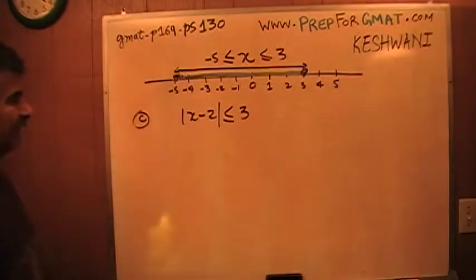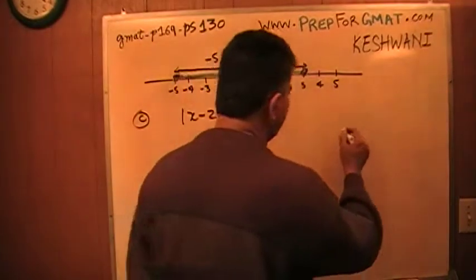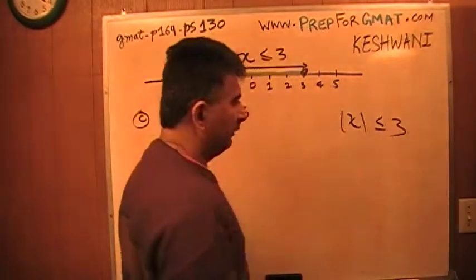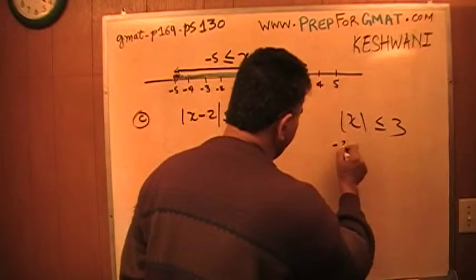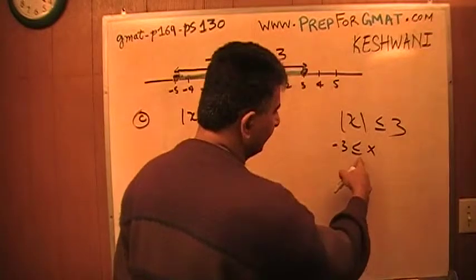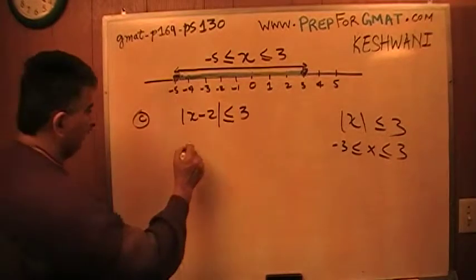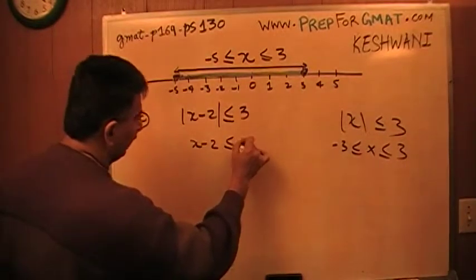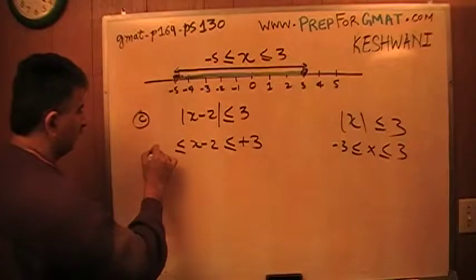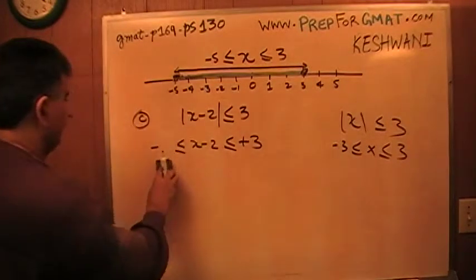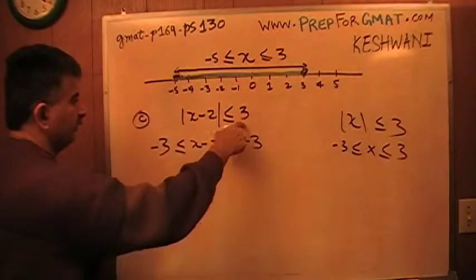Again, I'm going to set it up exactly the way I set up the other one before. For example, if I'm told that absolute value of x is less than or equal to 3, how do we set it up? Like this. X has to be more than or equal to -3, and less than or equal to +3. We're going to set it up the same way here. So x minus 2 is less than or equal to +3, or more than or equal to -3, because we have 3 here.